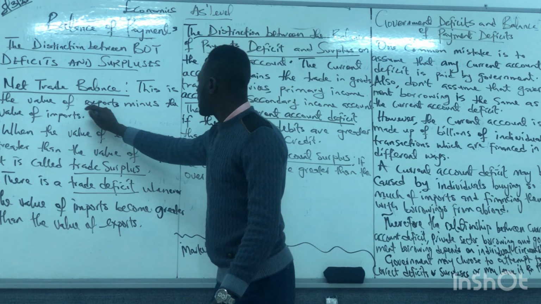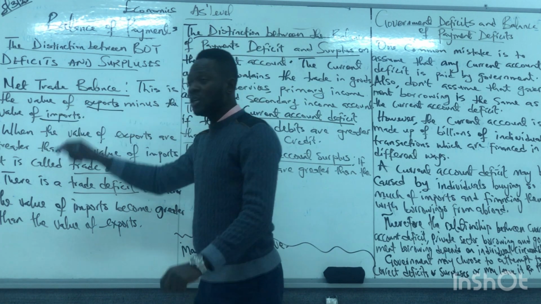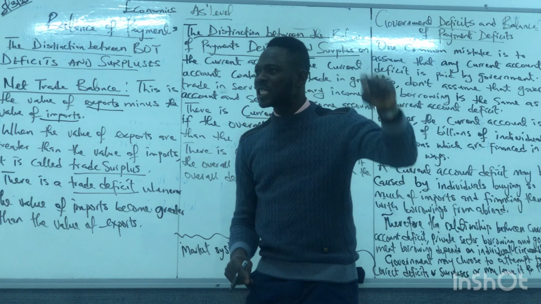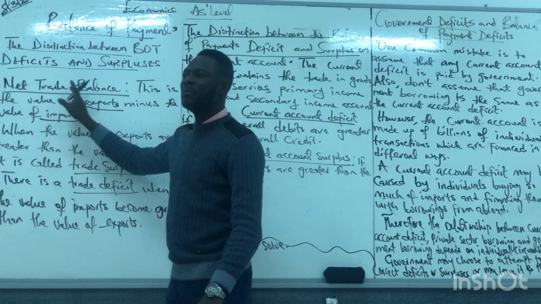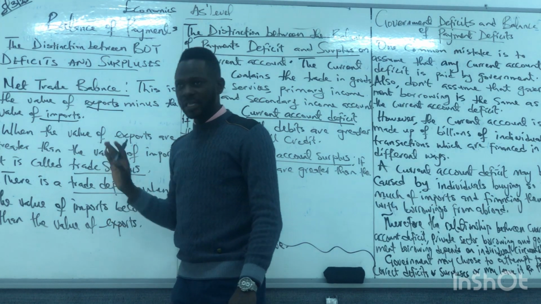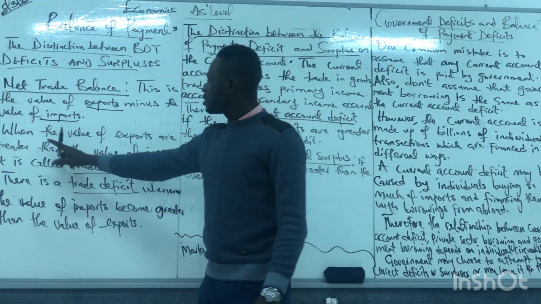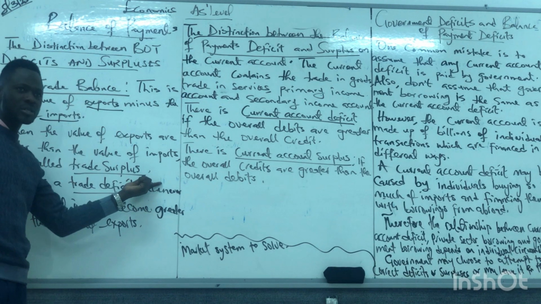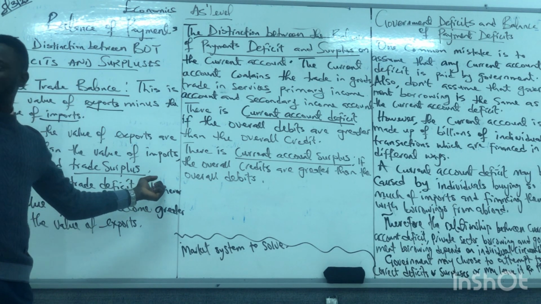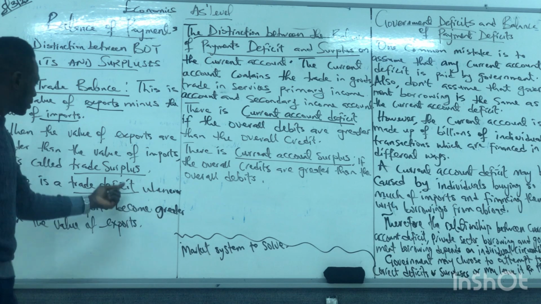This is the value of exports minus imports. So the difference between our exports in terms of value and imports is what we call net trade balance or balance of trade. I think that is clear. So when the value of exports is greater than the value of imports, we have a trade surplus. The value of export greater than the value of import is a trade surplus.